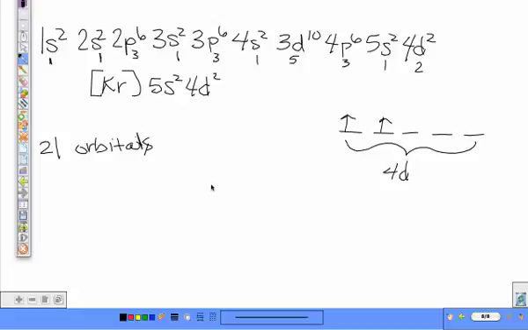Then how many are completely filled? Are any of these 4D sublevels completely filled? No, so we take away those 2. So we'd have 19 orbitals that are full.